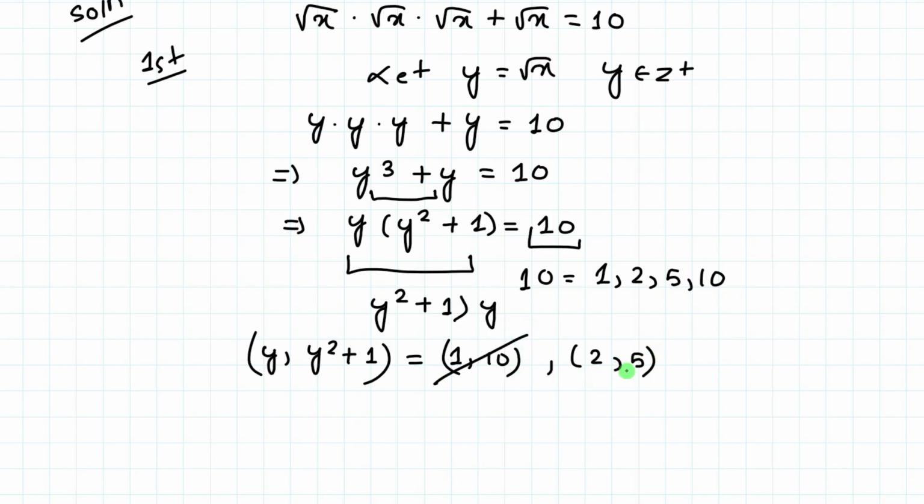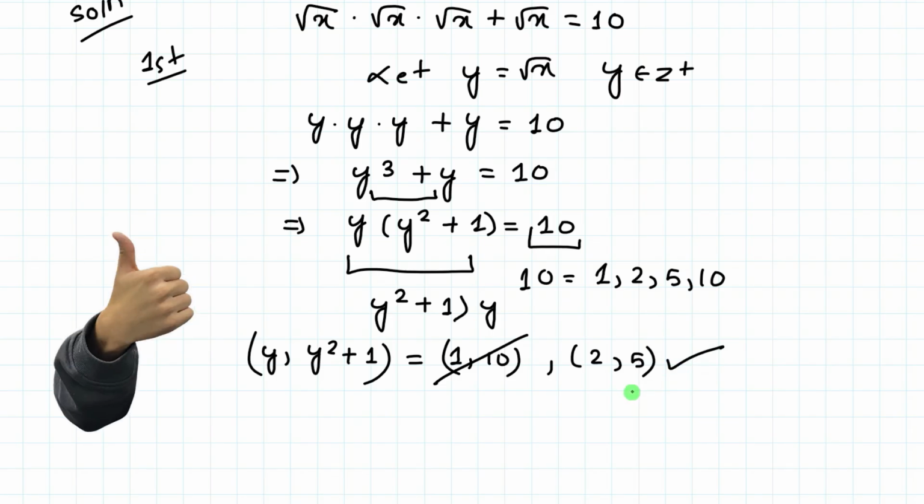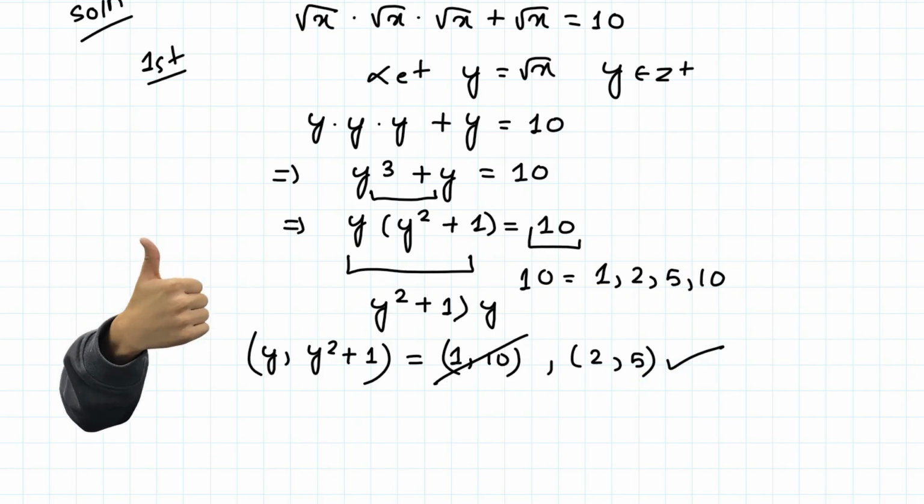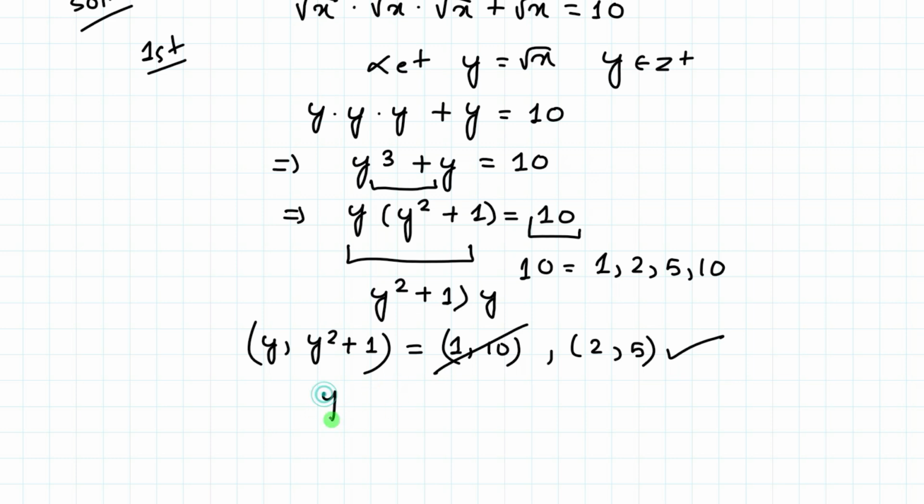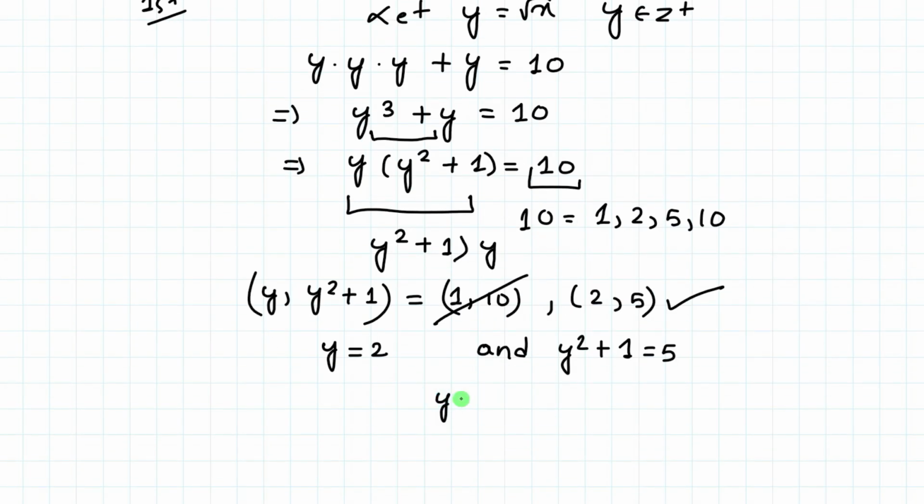Now we are left with only the other pair. Let's assume the value of y as 2. If I put 2 here, y square will become 4, plus 1, so we are getting 5. And 2 multiplied with 5 is 10. This pair of y comma y square plus 1 satisfies the equation. So from here we can directly write y equals 2 and y square plus 1 equals 5. So we are getting the value of y as 2.